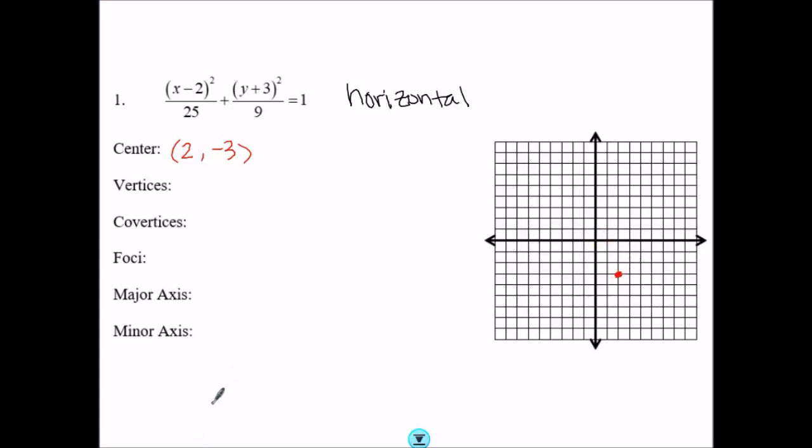Then we need to figure out what A and B are. Our vertices are A away from the center. A is going to be the square root of 25. So A is 5. So we're going to go 5 units in the x direction from the center to find the vertices. So that'll be -3, -3, and 7, -3.